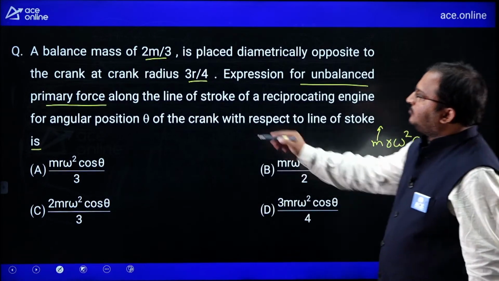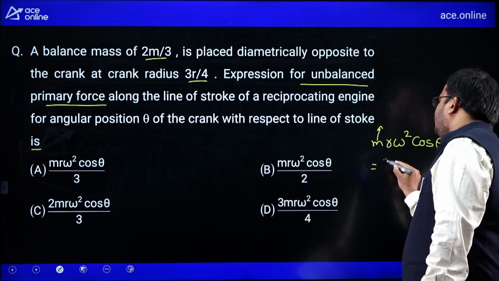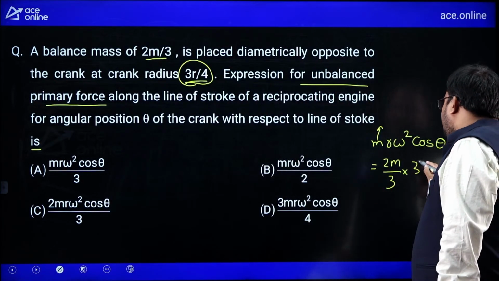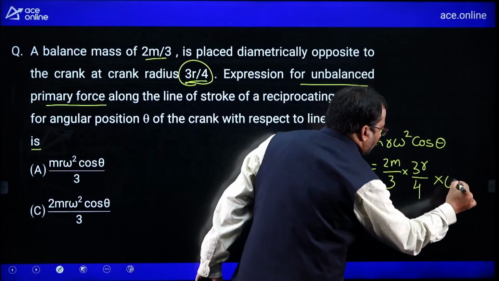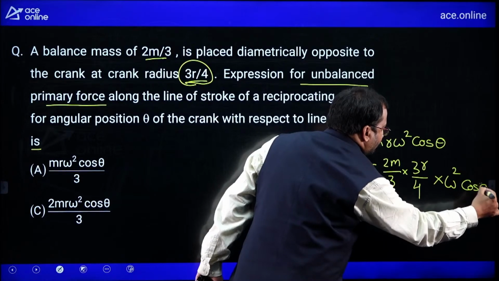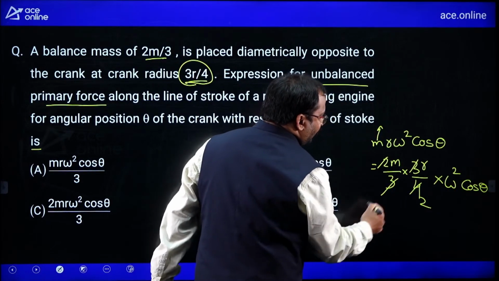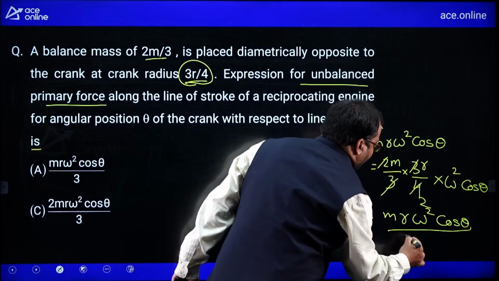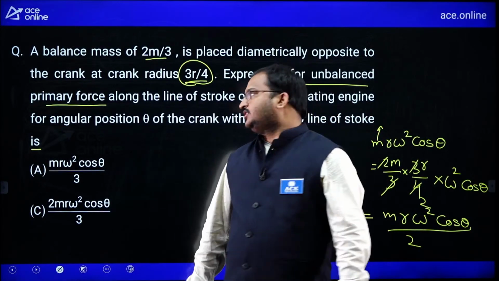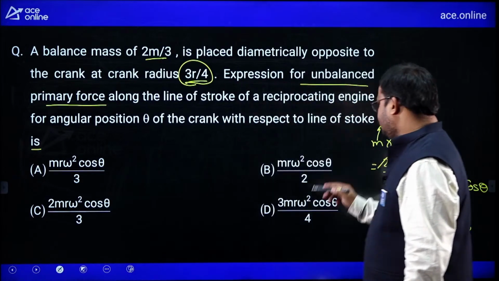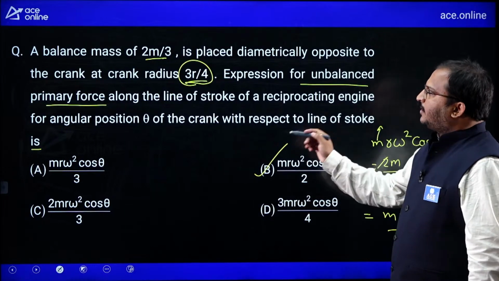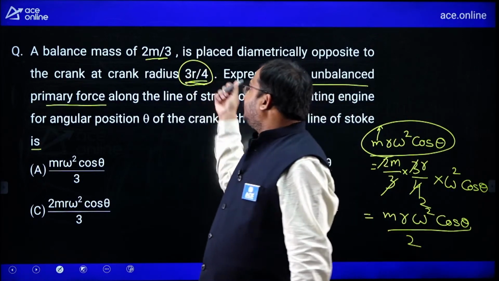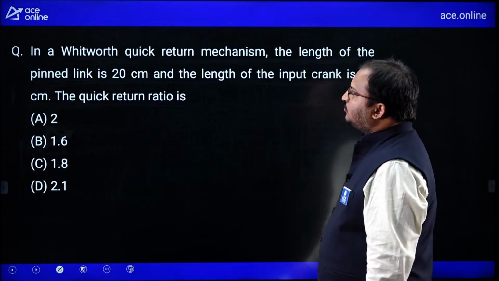In place of m we have to replace 2m/3. So this will be equal to 2m/3 into, in place of r, the radius given is 3r/4. So 3r/4 into omega square cos theta. So 2 gets cancelled, 3 gets cancelled, mr omega square cos theta by 2 is the answer. So option B will be correct for this question. Since the mass and radius are given differently, you have to substitute the mass and radius directly in this formula. Okay, now let us go for the next question, dear students.